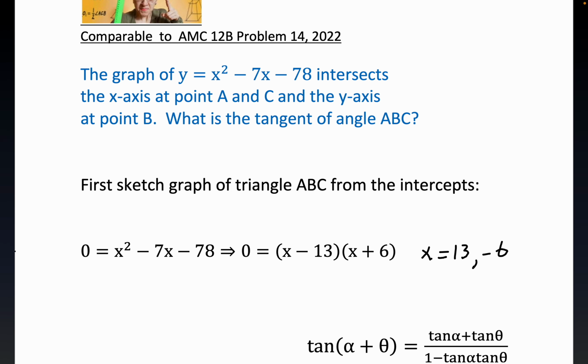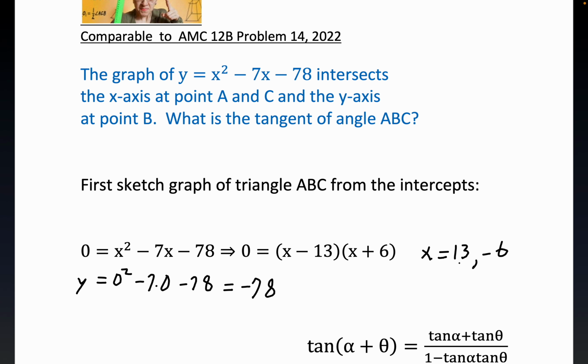Remember, another name for the y-axis is x equals 0, so you can write down y is equal to 0 squared minus 7 times 0, minus 78. And of course, that's equal to negative 78. That's the easiest intercept to find in a quadratic, right? Just take the constant term.